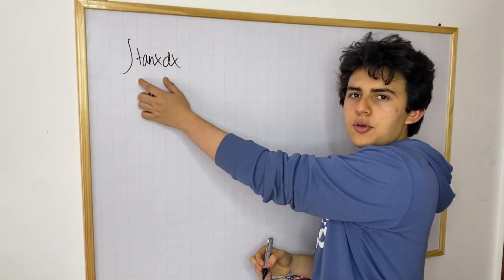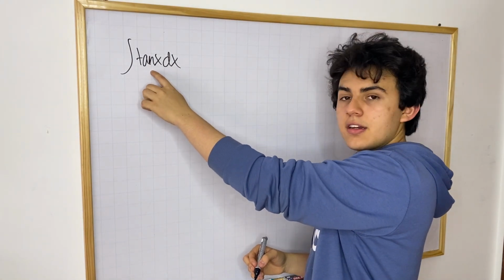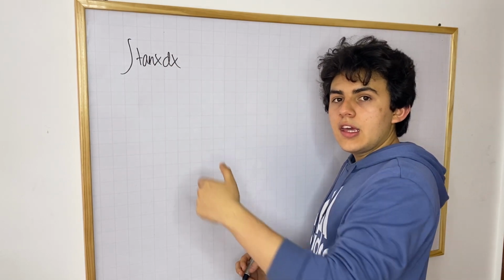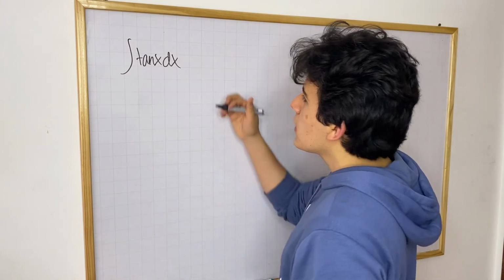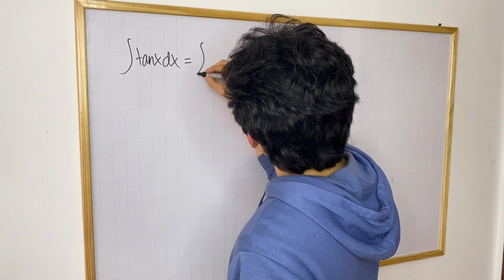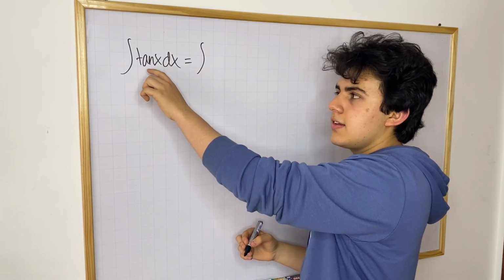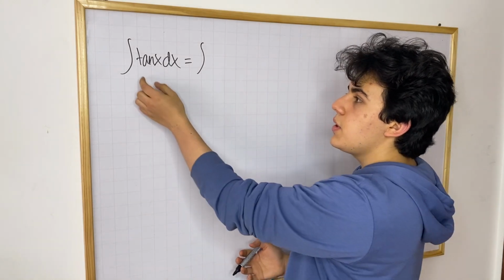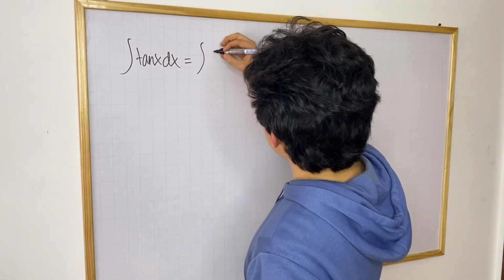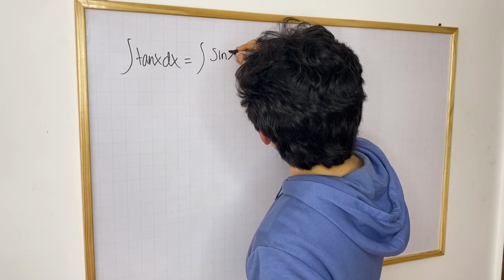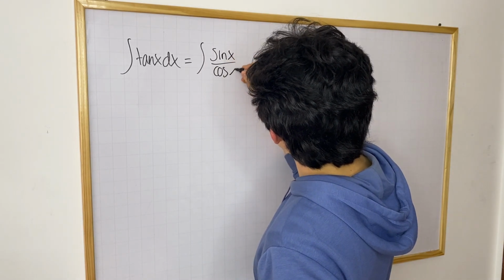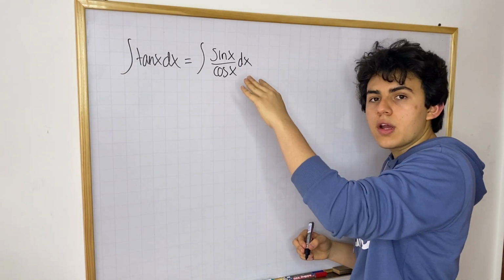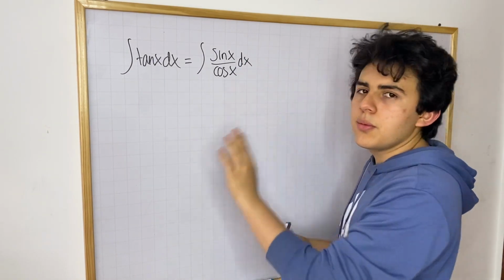This is the bad boy that we have. Tangent x is a pretty interesting function because we can rewrite it in terms of other functions. There is a trigonometric identity that says tangent is equal to sine divided by cosine. You can use that to rewrite this integral as the integral of sine x over cosine x dx. This is just the differential x. You could also write it in the numerator.